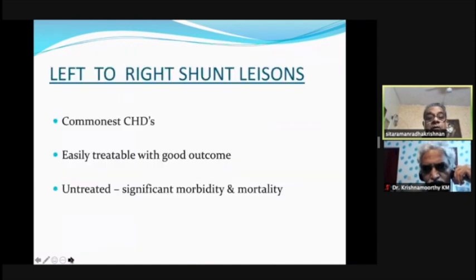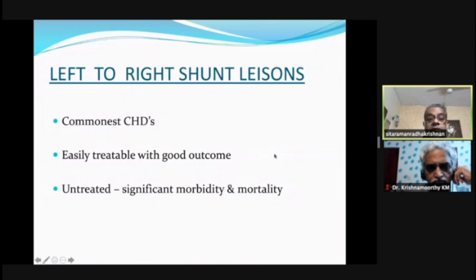Now, left to right shunt lesions are some of the commonest forms of congenital heart disease encountered in daily practice. The good part about it is that most of them, in fact, all of them are easily treated with very good long-term outcomes, immediate outcome, long-term outcome in centers which are doing only pediatric cardiac services. All these lesions which I have mentioned before should not have an overall mortality of more than 2%.